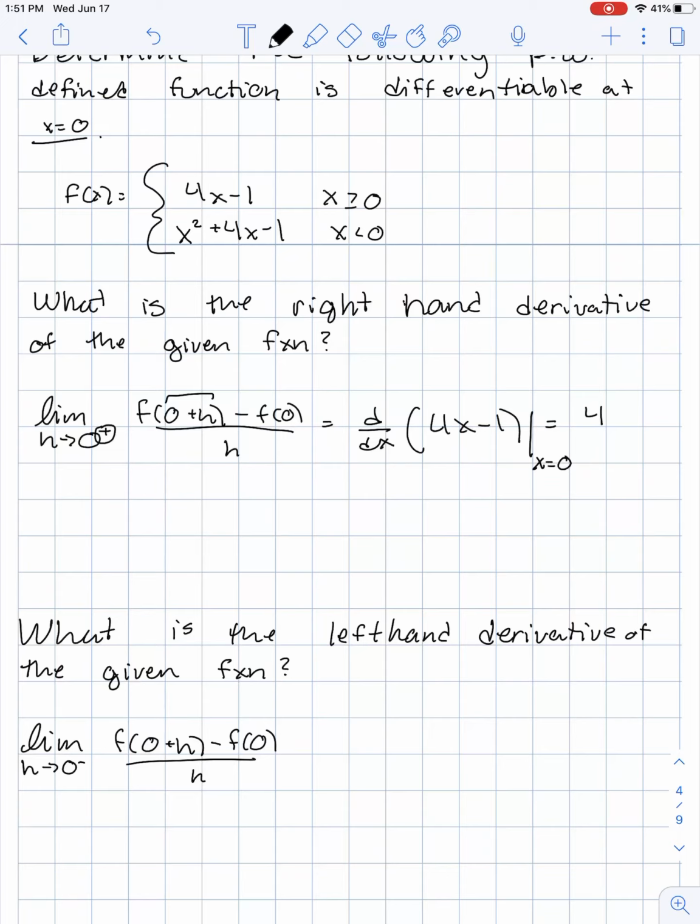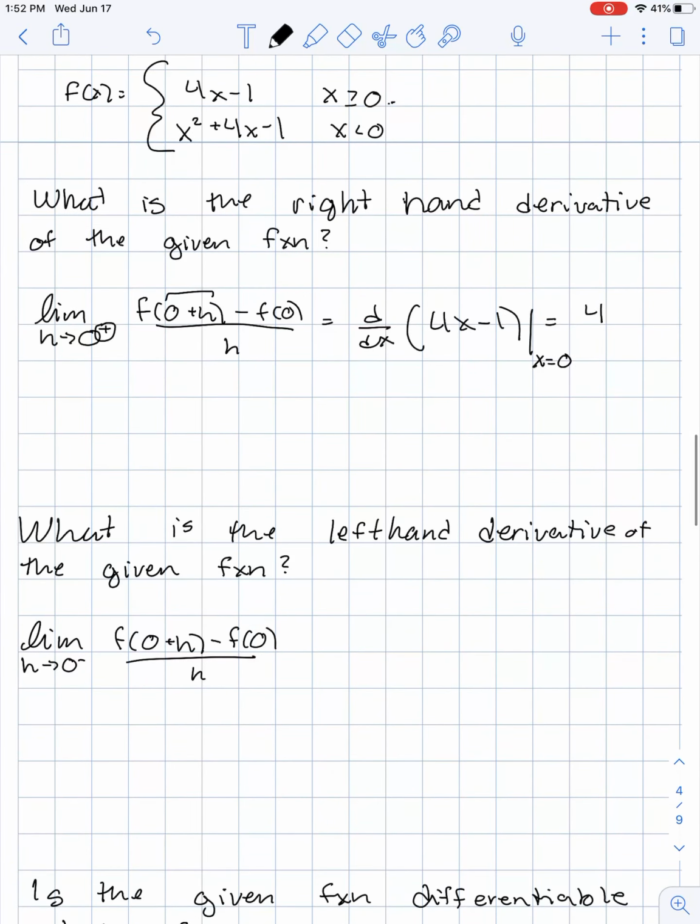If you wanted to do the limit, you would do 4 times 0 plus h, which I'll just put h, minus 1 minus 1, plugging in 0 for that, over h, and then I forgot my limit, never do that. So if you include your limit as h goes to 0 plus, you will get that answer there. But the key here is that since 0 plus h is numbers greater than 0, we're looking at this first function in our piecewise. Okay, great.